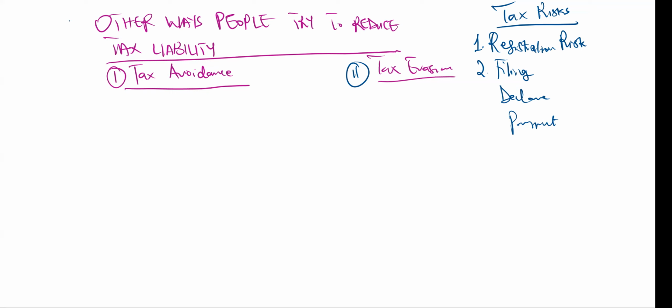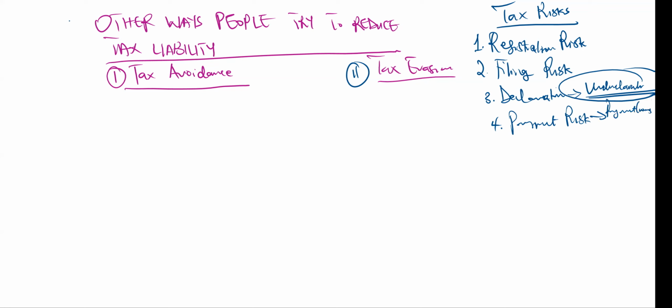Filing at the wrong time, not filing on the due date, is an example of filing risk, right? Now, declaration risk is where you fail to declare the appropriate amount. Mostly, this is where we have things like under declaration, overclaiming expenses, under declaring income. This is the common type. Then we have payment risk. This is where you fail to pay, or you pay the wrong amount. Payment wrong or non-payment, right?